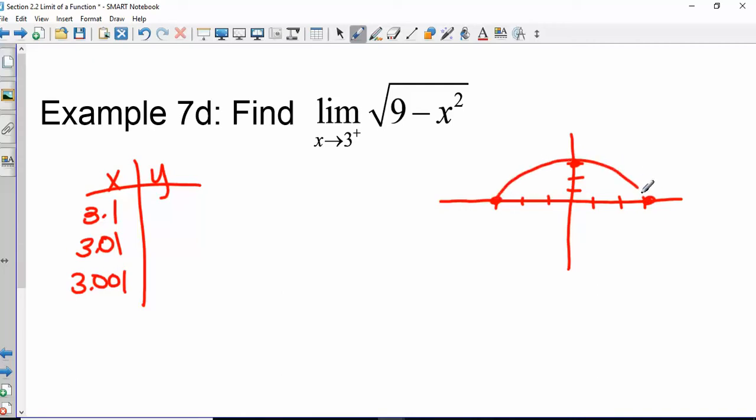This is actually the graph of a semicircle. Does it exist over here? Can you approach 3 from the right? No. So this one does not exist.